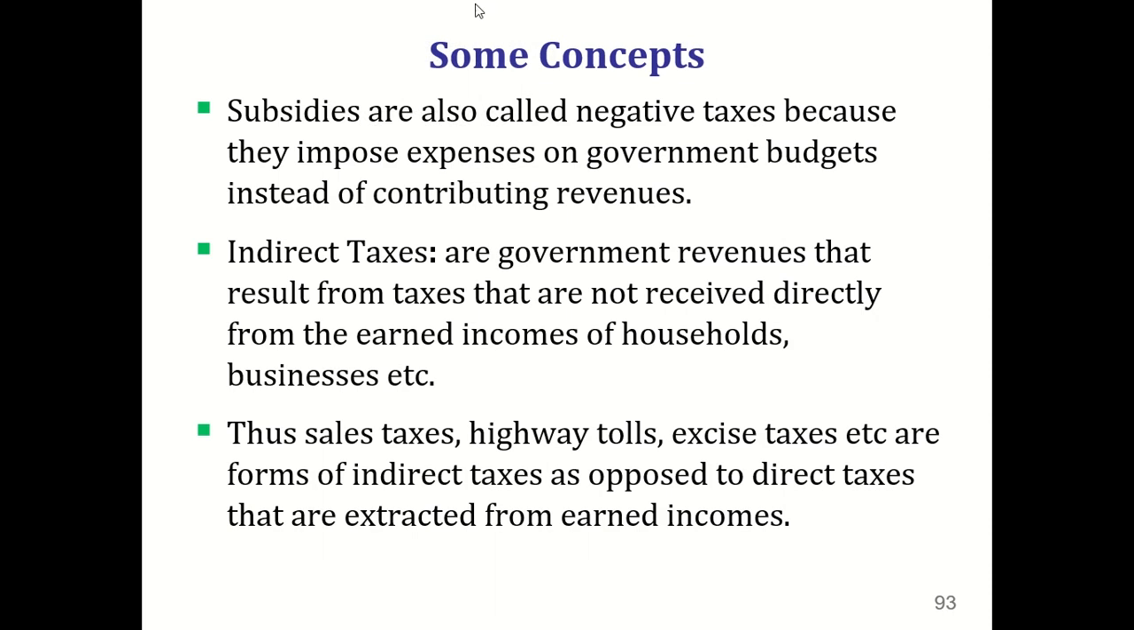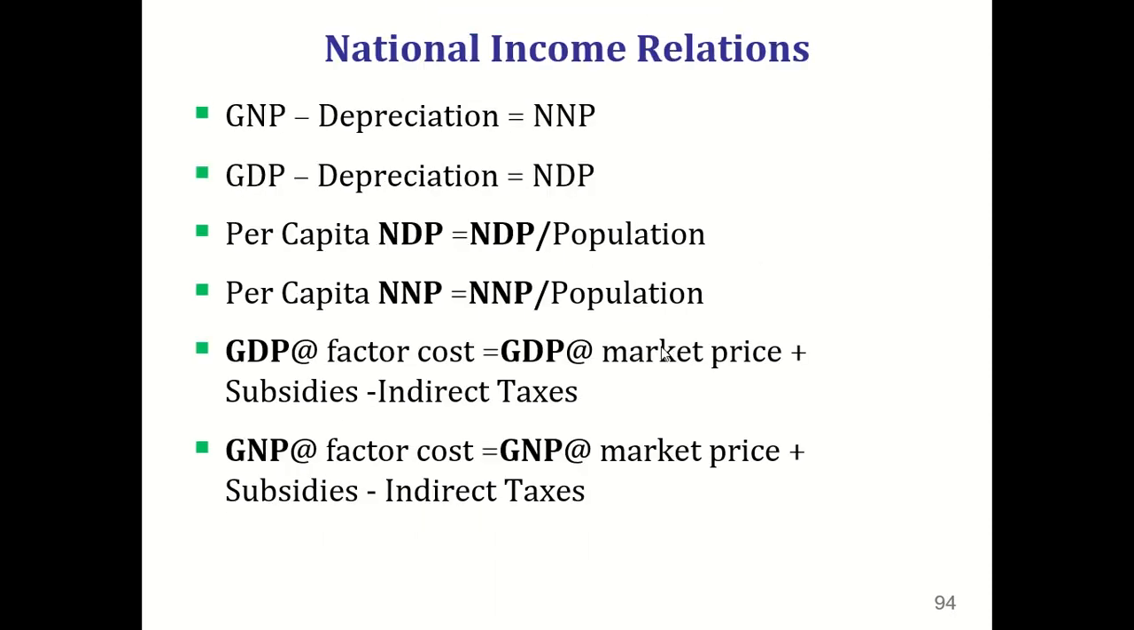Now, if you see, the GNP at factor cost, or the GDP at factor cost, is nothing but the GDP at the market price plus subsidies minus indirect taxes, and same is applicable with GNP at factor cost. And of course, two more concepts. One is the gross national product we have discussed, which was GDP plus net factor income from abroad.